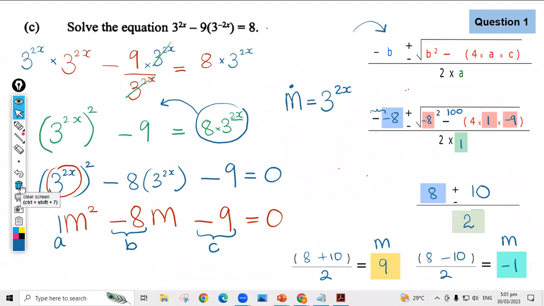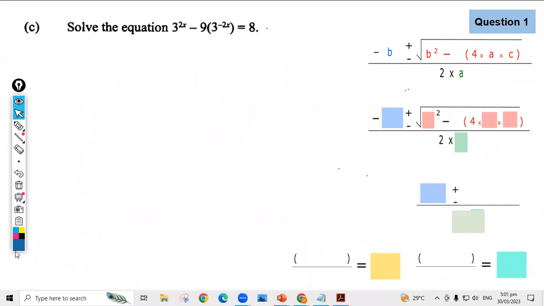All right, so this is what we have so far. Our two answers for M are: M is 9, and we also have M as -1. Now remember, M was 3 to the power 2x. So in both instances, we can replace the M with 3 to the power 2x, and we have to try to solve these two equations. Now, I am going to just solve it using logs. To me, that's the easiest way to go.